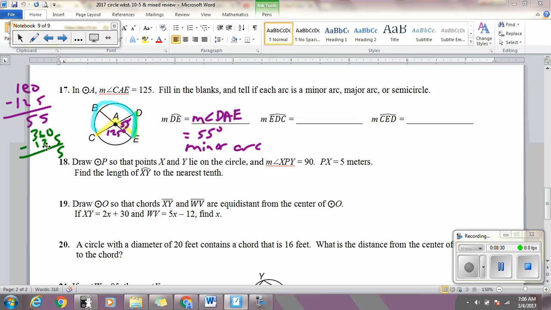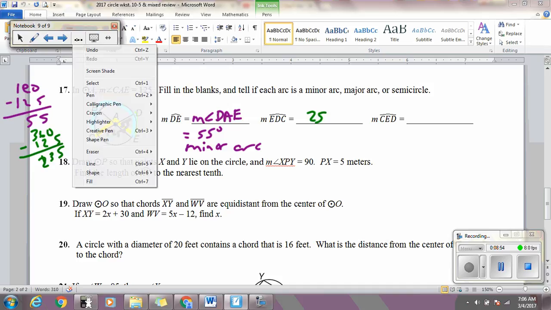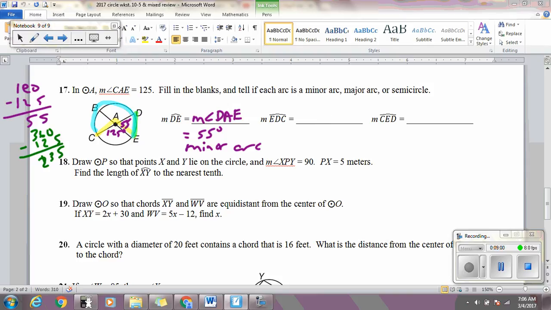So that's 235 degrees, which classifies it as a major arc because it is more than 180 degrees.